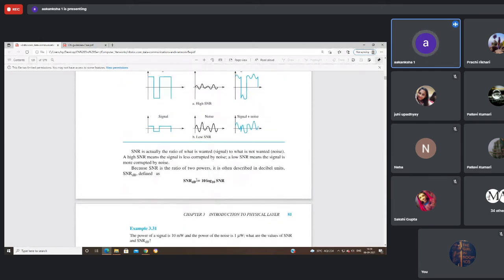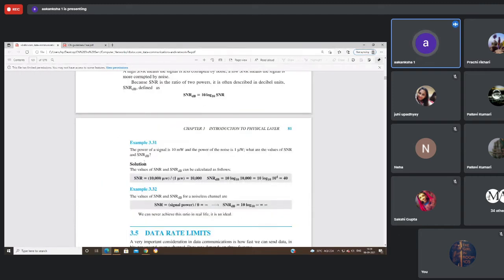For computing SNR in decibels, it is 10 log 10 of SNR. That's simple, the same formula. Now we have some examples. The power of a signal is 10 milliwatts and the power of the noise is 1 microwatt. What are the values of SNR and SNR dB? We are given this in microwatts and this in milliwatts, so one of the units has to be converted to the other. Instead of converting microwatts, which is the smaller one, you convert milliwatts into microwatts.